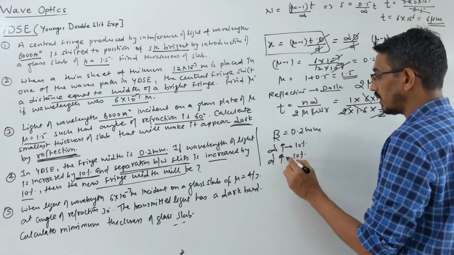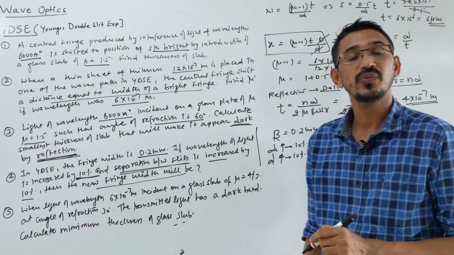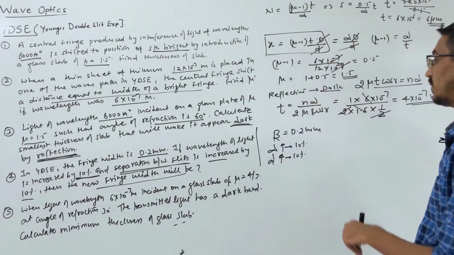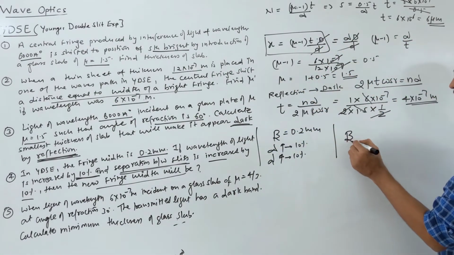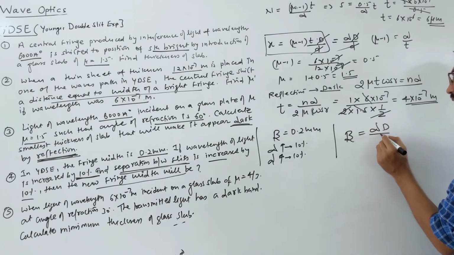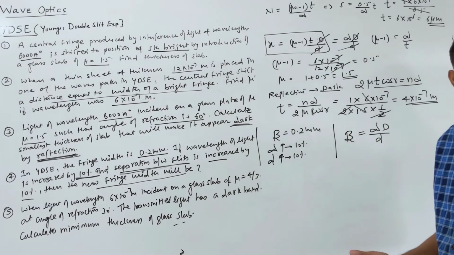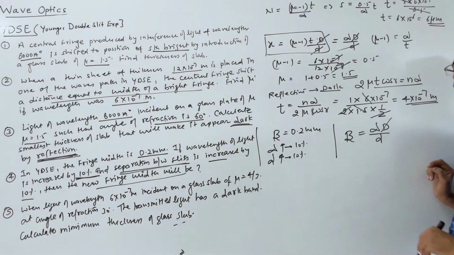Increase by 10%, increase by 10%. They are asking what is the new fringe width. Okay, what is the new fringe width? Fringe width formula is what? Beta is what? Lambda D by d. D is a constant, not changing.